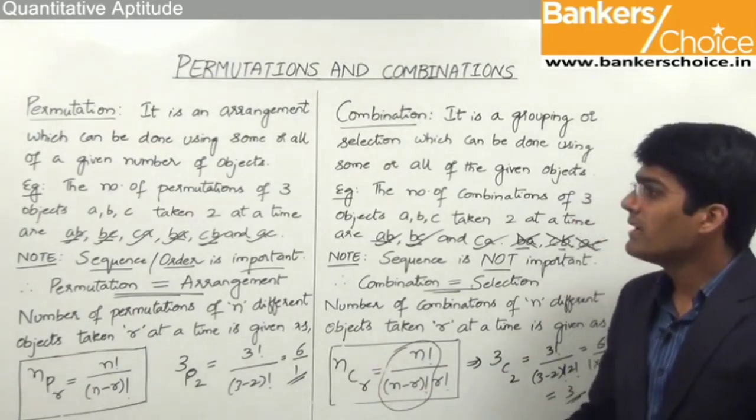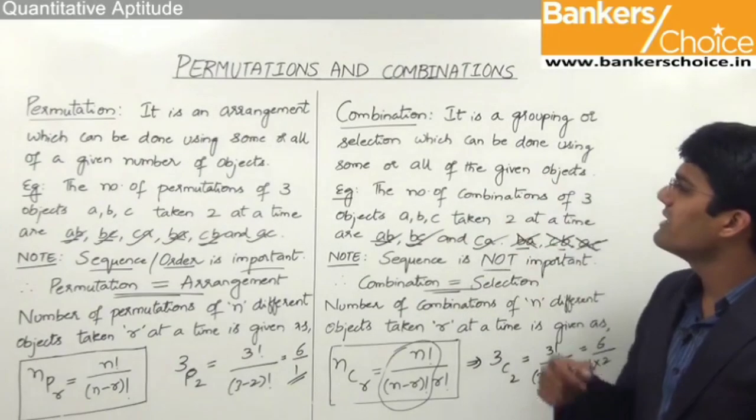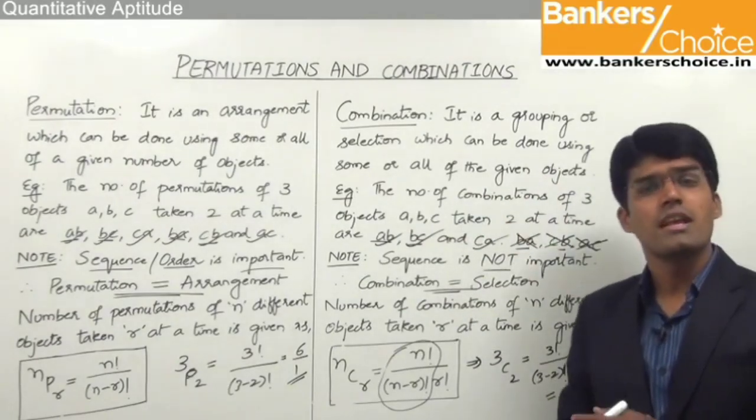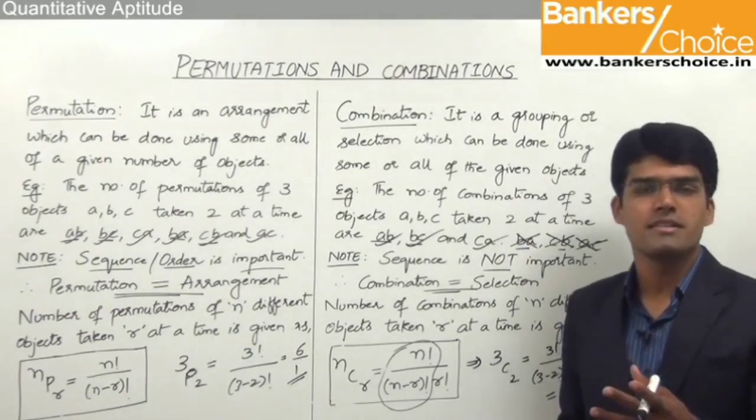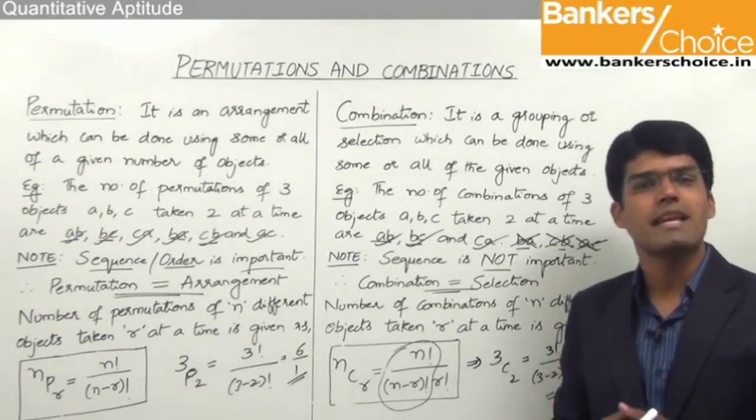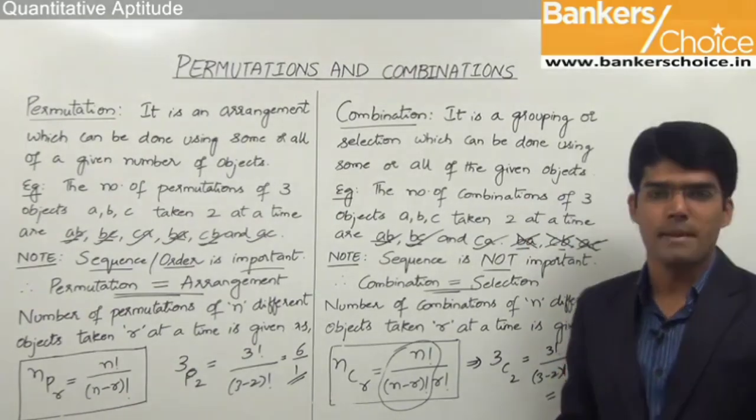And remember friends, the term objects that we have used in case of permutations and combinations can mean anything. Objects can be persons, it can be letters or digits, etc. And whatever be the type of objects, the concept remains same.